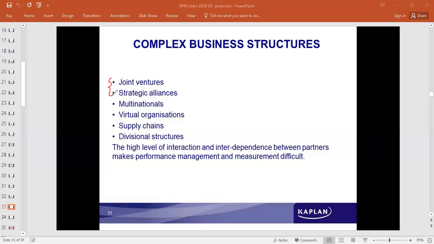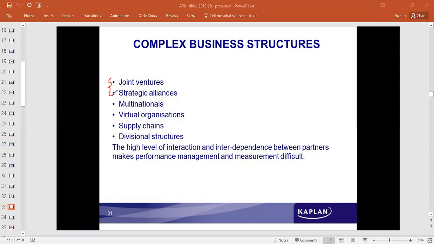Then a virtual organization is present as a network of multiple activities. There is no physical location which can be seen, but they are basically present as a network of different activities. That's a virtual organization. Supply chain is a sequence of activities that is connecting from the supplier till the customer.